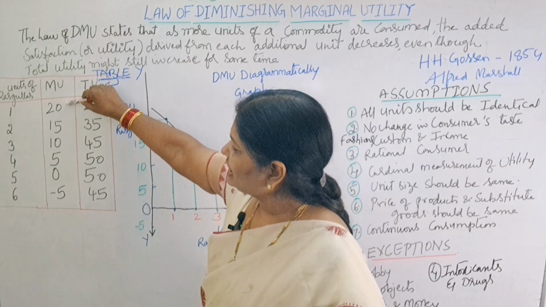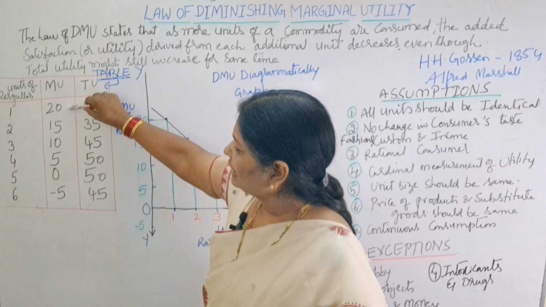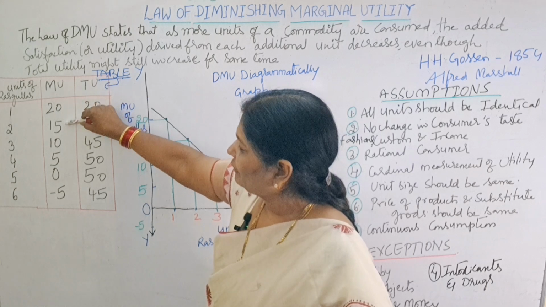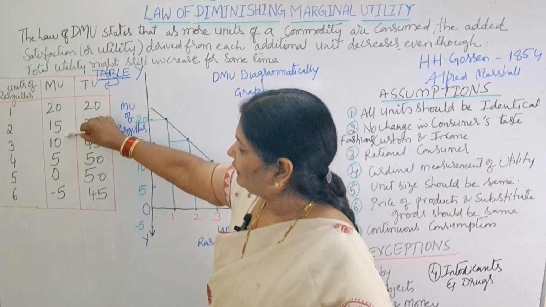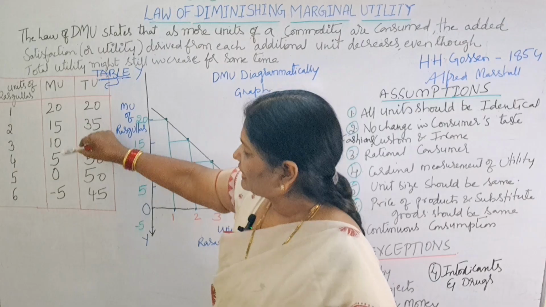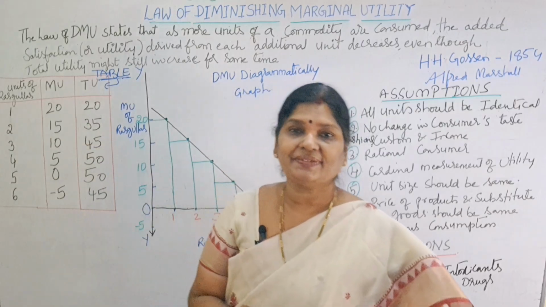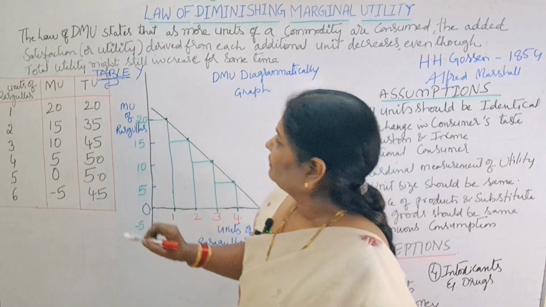So have you observed your marginal utility? At the first rasgulla, it is 20 utils. At the second rasgulla, the satisfaction you are gaining decreases to 15. At the third rasgulla, 10. Fourth rasgulla, 5. Fifth rasgulla, no satisfaction. Sixth rasgulla, negative satisfaction, right?